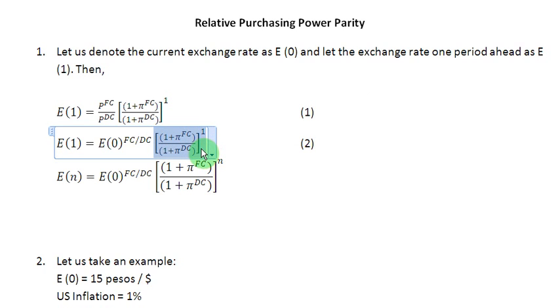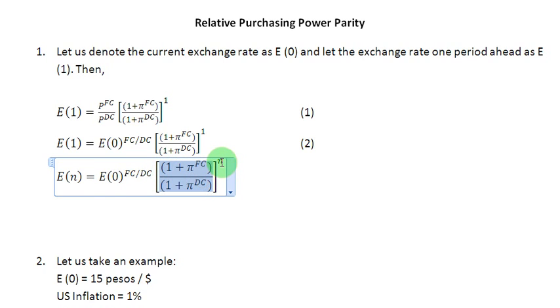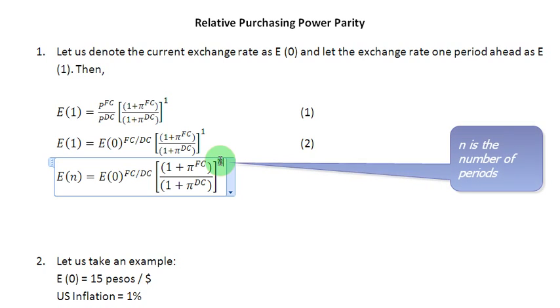Now, if you are finding out the expected exchange rate n periods ahead, my friends, then everything else in this equation is going to remain the same. The only thing that is changing here is that you are raising the item in the square brackets to the power of n, and n could be anything. It could be 2 periods ahead, 3 periods ahead, or 4 periods ahead.